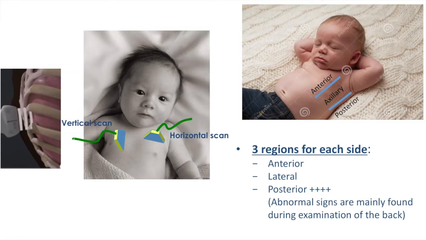How do we scan? If you look at the position of the baby, you will separate the chest into 3 different areas on both sides, and the 3 different areas are defined by the anterior and the posterior axillary line. It's very important to scan the posterior part of the chest, as most of the abnormal signs will be found during the examination of the posterior lung.